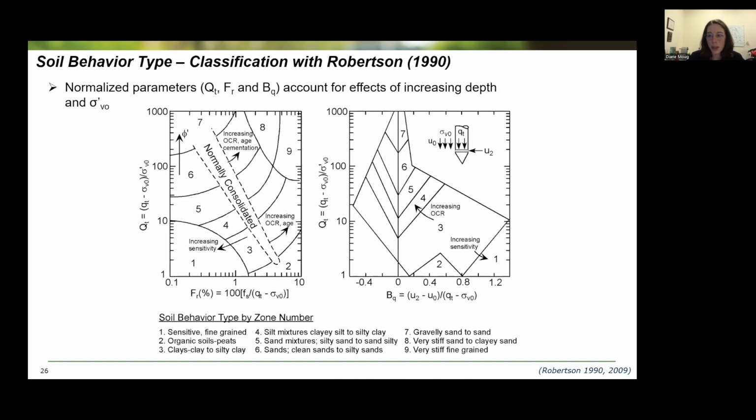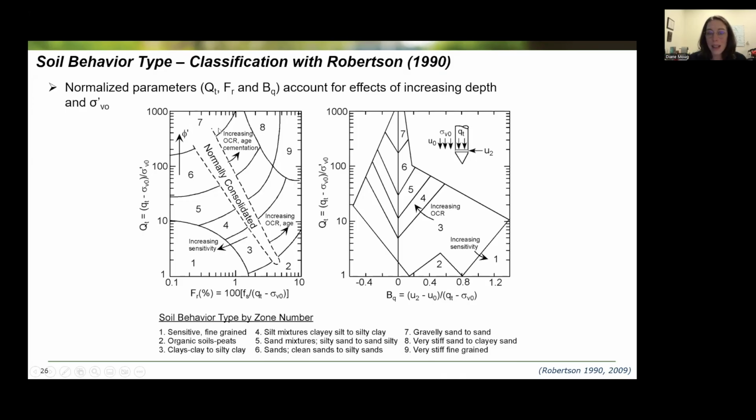There's several different interpretations of soil behavior type. This is one of the common interpretations where the normalized cone tip resistance and friction, sleeve friction are related together, and then they correlate to various soil behavior types based on where they fall on this plot. Same goes on this complementary plot, looking at normalized cone tip resistance versus the pore water pressure parameter, BQ. And so on these plots, depending on what zone of the figure the data fall into, that correlates to soil behavior based on the zones that are classified here.